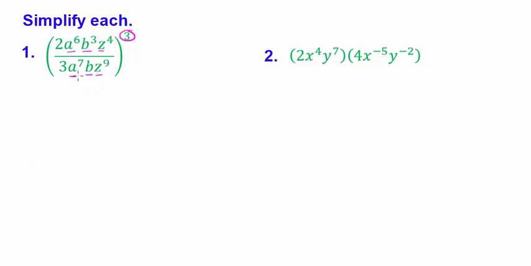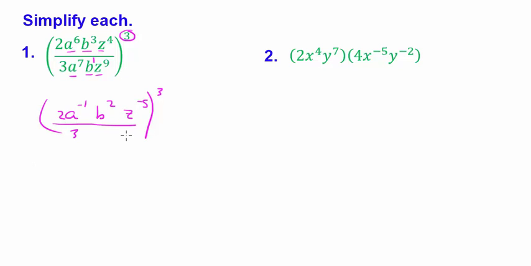So I'm going to start by simplifying the base a's, b's, and z's. So since it's division, I'm going to be subtracting the exponents. So this will be a to the negative 1, b to the second. Remember, this is a b to the first, so 3 minus 1. And finally, z to the negative 5th. Don't forget there's still a 2, fraction, and the 3 remains in your denominator, parentheses, and all to the 3rd power.